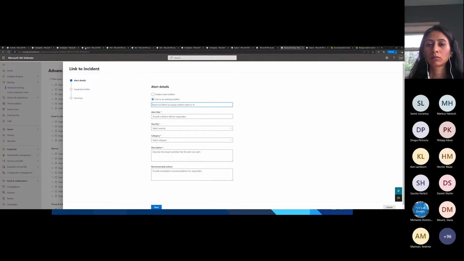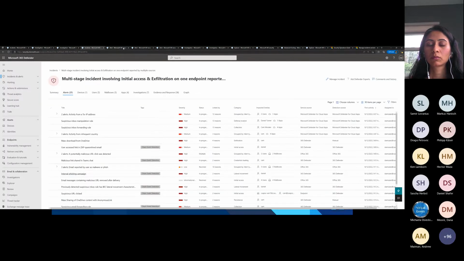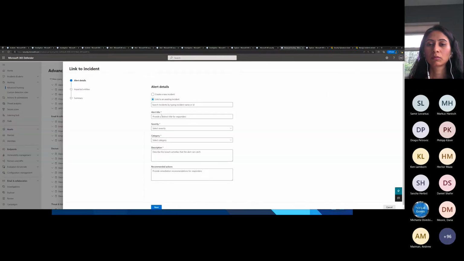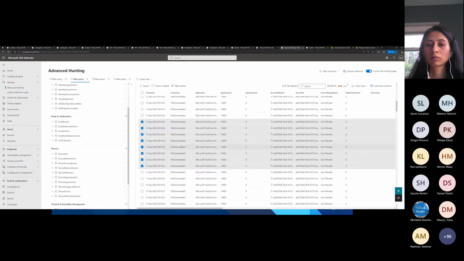So if we remember the incident ID, I think it's 69 here. We can just say, okay, I found a bunch of other things. I think it's related. Let's link it to this incident which I'm investigating, and it will add these activities as an alert. And the alert evidence will be the log entries I selected here. This can be, for example, a mass download of the files from the user's OneDrive.